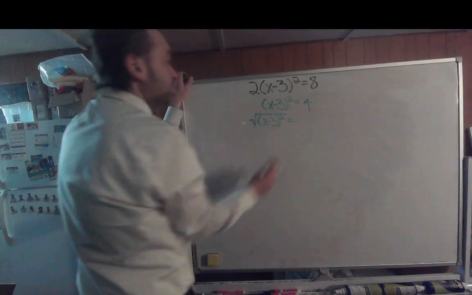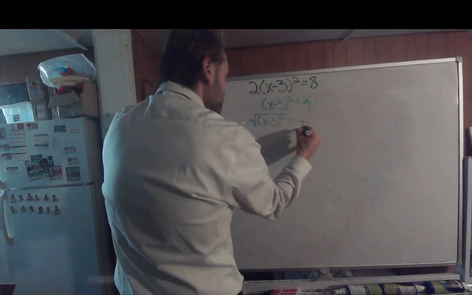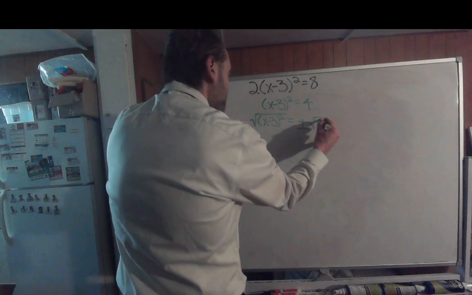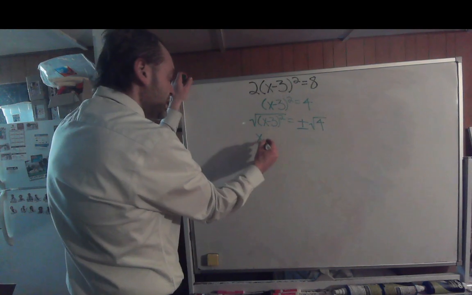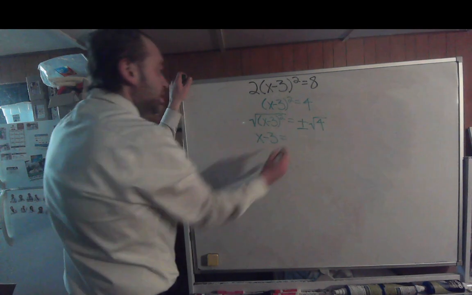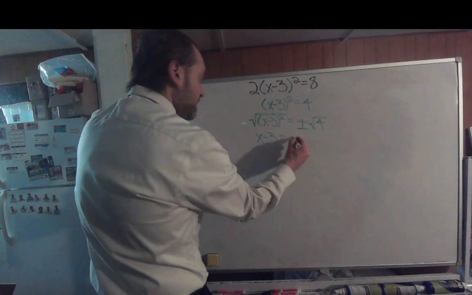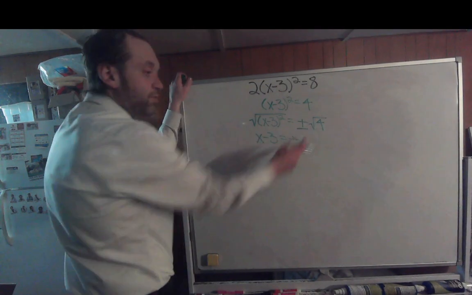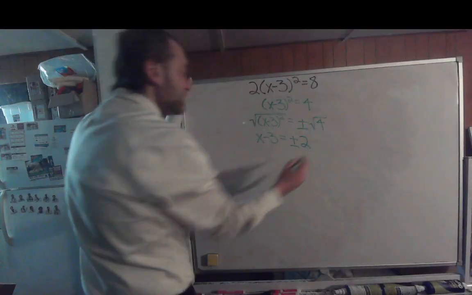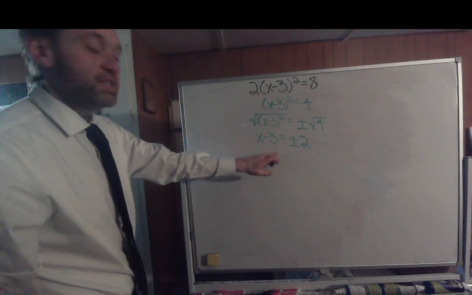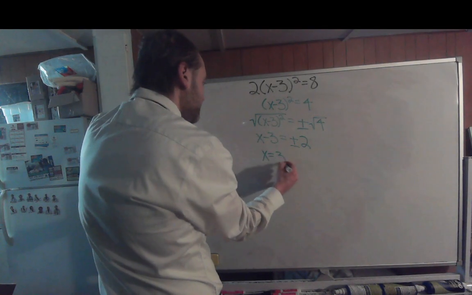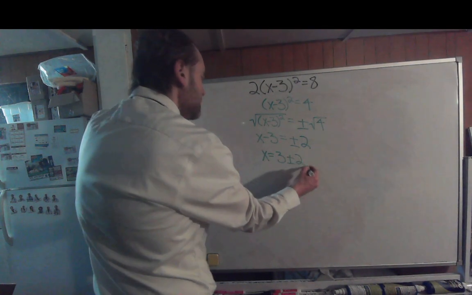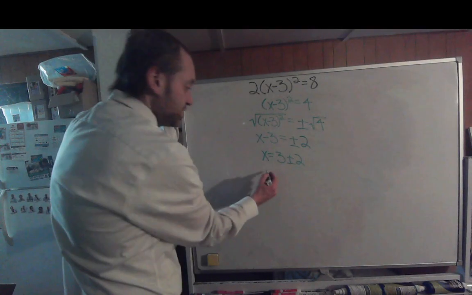You're going to set that equal to plus and minus the square root of 4. So the square root of x minus 3 squared would just become x minus 3. That's going to equal plus and minus the square root of 4, which is 2. So x minus 3 equals plus and minus 2, which means x would equal 3 plus and minus 2. Well, we have two different solutions.